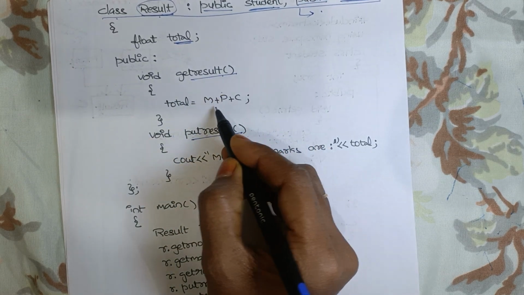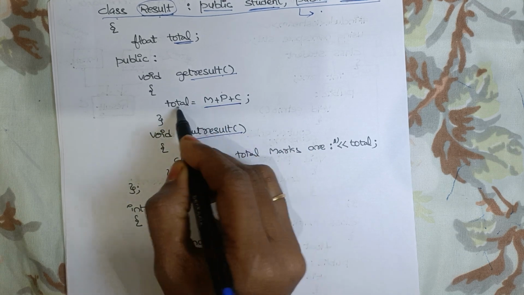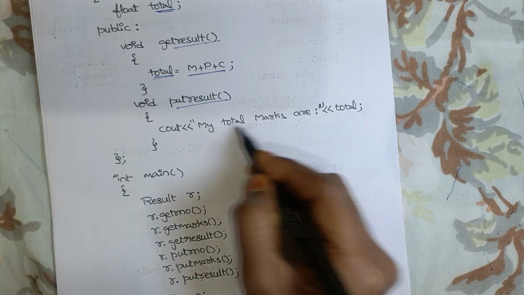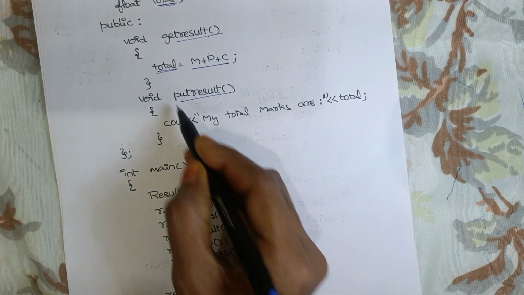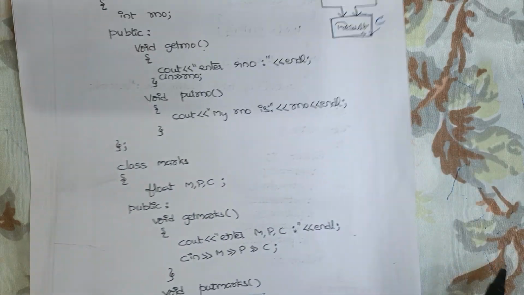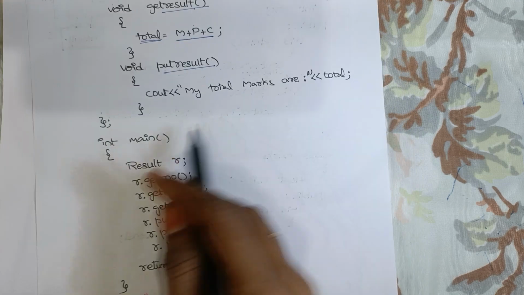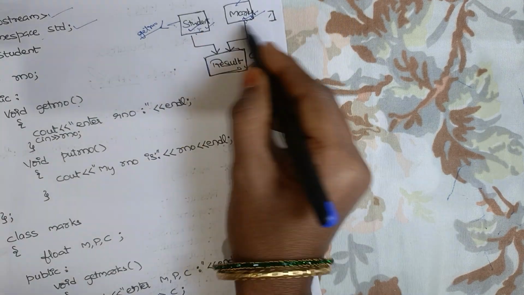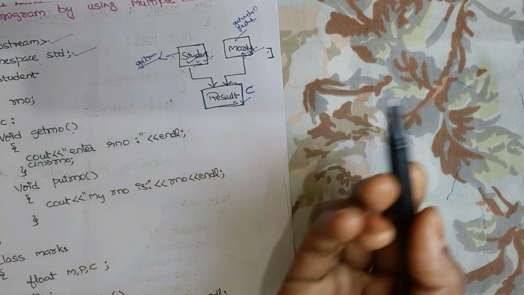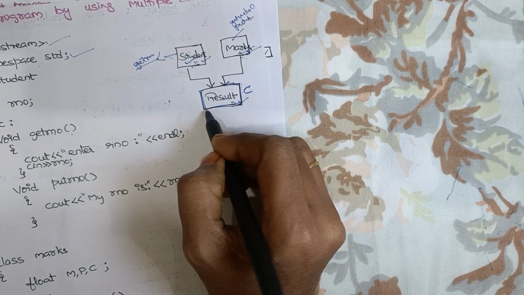In get result I am taking the marks of a student, and also calculating the total, and I am printing that total marks. Now the main function. Here how many classes are we having? We are having 3 classes. Which one is the child class? Result is the child class for us.